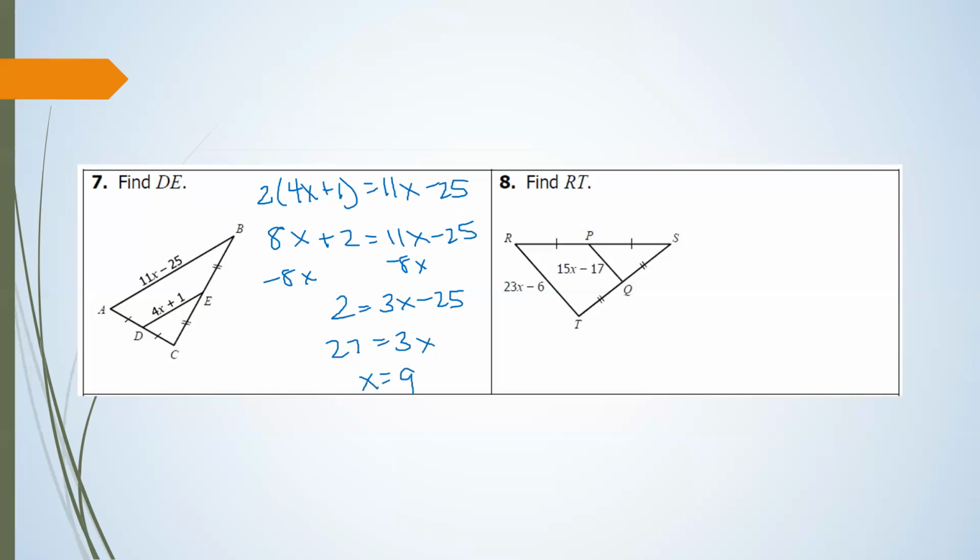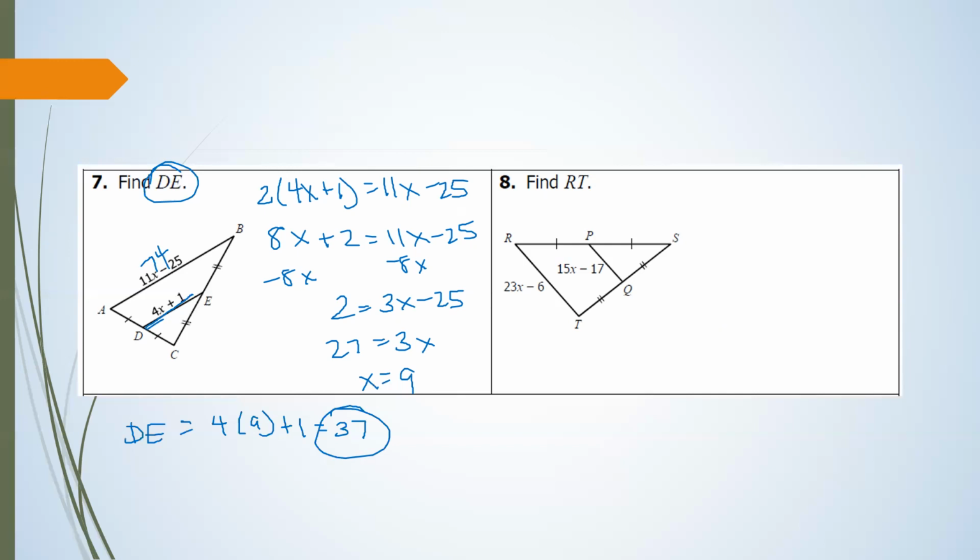And if this was a multiple choice question, 9 would be there. But we need to make sure that we answer the question and find DE. So DE is going to be 4 times 9 plus 1, 37. There's our final answer. And if you wanted to check, you could plug it up in here too. 11 times 9 is 99, minus 25 is 74. That makes sense. The midsegment is half the side that it's parallel to.